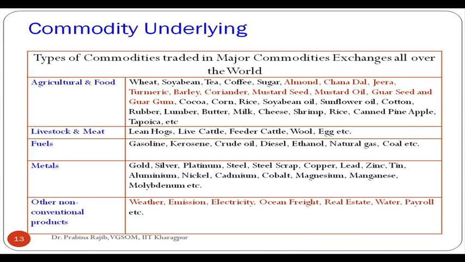In the agricultural and food category, those commodities which are written in red font, that is almond, chana dal, jeera, turmeric, barley, coriander, etc., these are contracts which are very, very specific to the Indian market, and I don't think commodity exchanges in any other part of the world offer contracts on these underlying, and this shows the vibrancy of our taste and our food habit, and this is a very, very beautiful aspect of being in India or being Indian, that your food preferences are quite wide and quite vibrant.